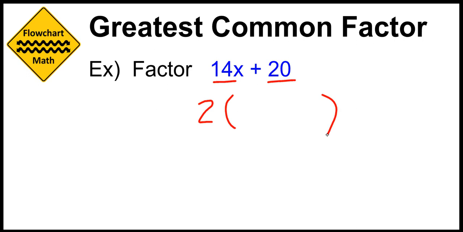If I distributed that 2, it would be 2 times what to get back to the 14x? Well, 2 times 7 is 14, so 2 times 7x gets me back to 14x. We're going to have that same plus sign in there. And then 2 times what would get me back to 20? 2 times 10. And so factoring means writing it as a multiplication problem. So you can see we have the product 2 times the quantity 7x plus 10. So this is our answer.